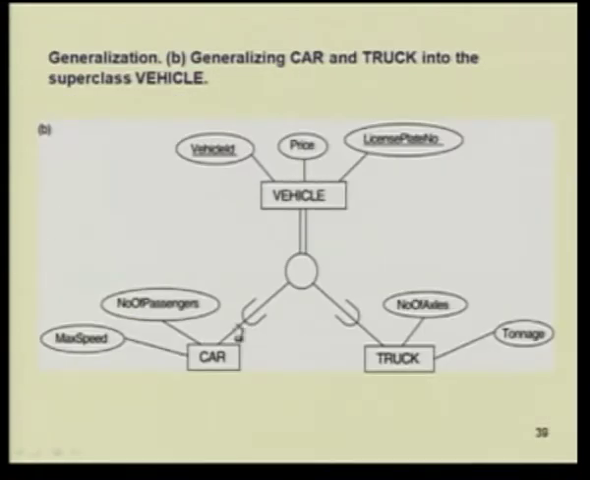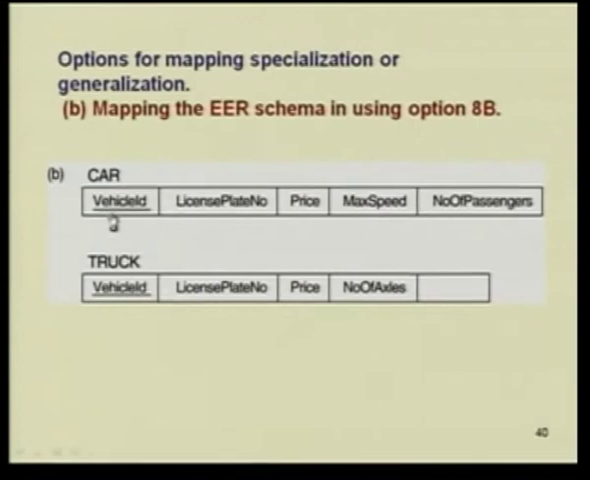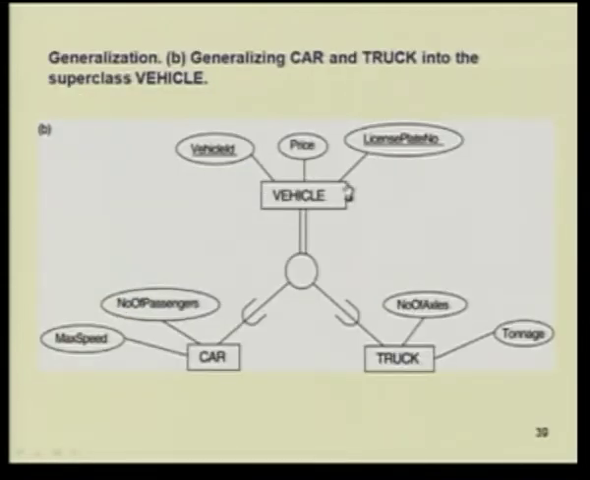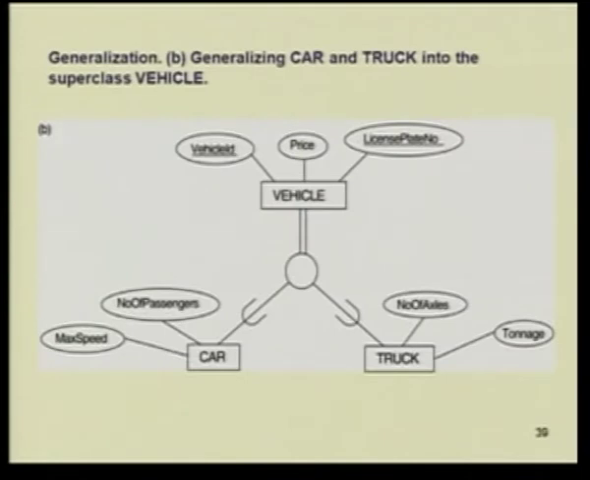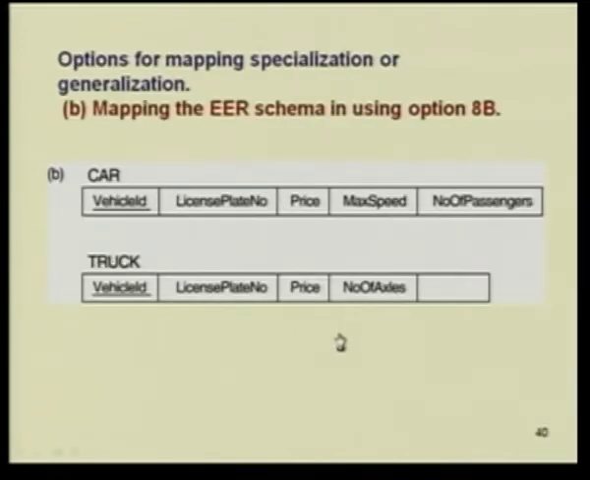Now, let us take another example. This example is vehicle along with car and truck. Here what we are doing is we are assuming it is a total participation. Therefore, we are not having a relation corresponding to vehicle. We are having relations only for car and truck, but all these attributes will come here. So, you have here vehicle ID, price, license plate number, and you will have the number of passengers and maximum speed. Here you will have the same thing. So, this is the relational schema according to option 8B.